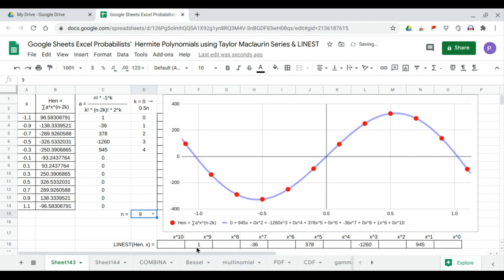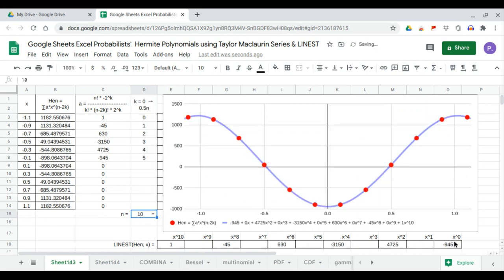At n equals 9, 945x minus 1260x cubed plus 378x to the fifth minus 36x to the 7 plus x to the 9. N equals 10 is minus 945 plus 4725x squared minus 3150x to the fourth plus 630x to the 6 minus 45x to the 8 plus x to the 10th.